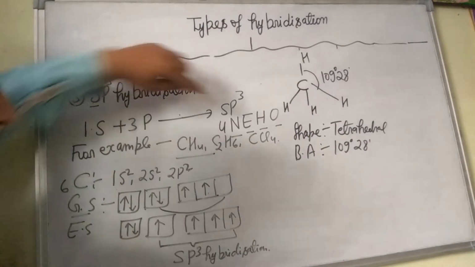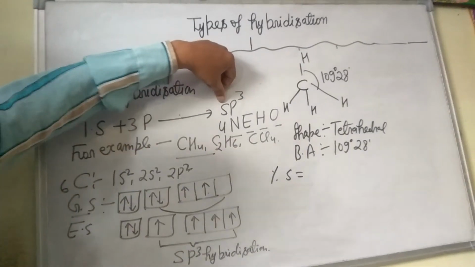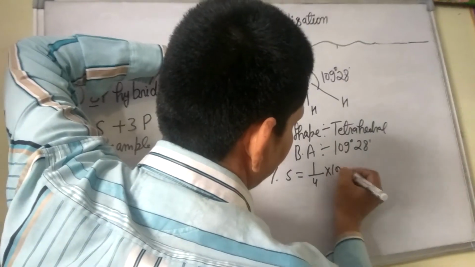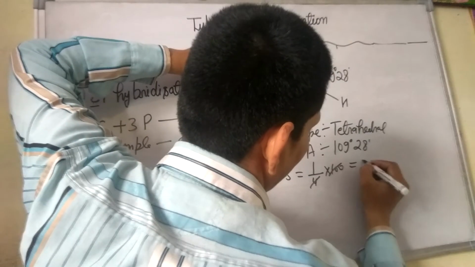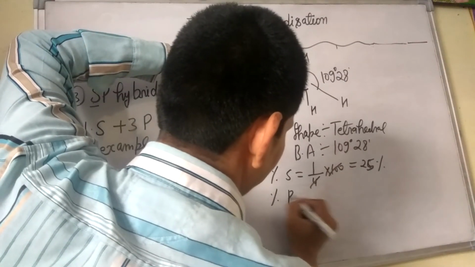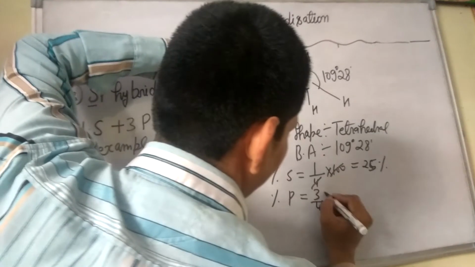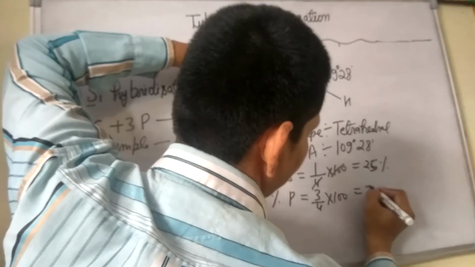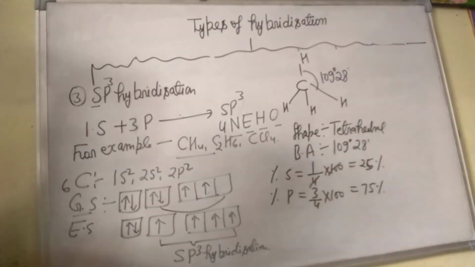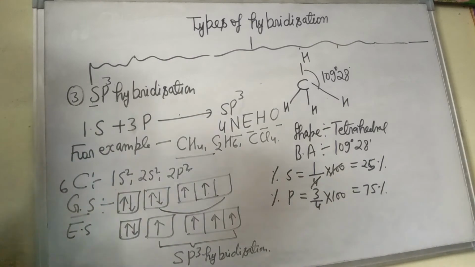After this, percentage S character is equal to 1 s orbital, so we write 1, total orbitals 4, into 100. We get 25% S character. After this, percentage P character, P orbitals 3, total 4, into 100 is equal to 75% P character.